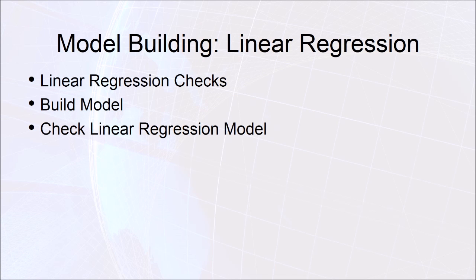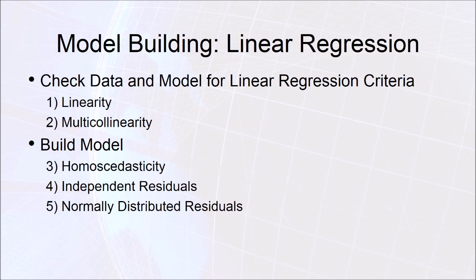One model type we knew we wanted to try was a linear regression model. All of our data was numeric and fairly clean, and a linear regression model was a good way to analyze numeric data. The first thing to do when building a linear regression model is to check that your data fits the requirements. There are 5 requirements. First, you check linearity and multicollinearity. Then you build a first test model, and using that model, check for homoscedasticity, independent residuals, and normally distributed residuals.